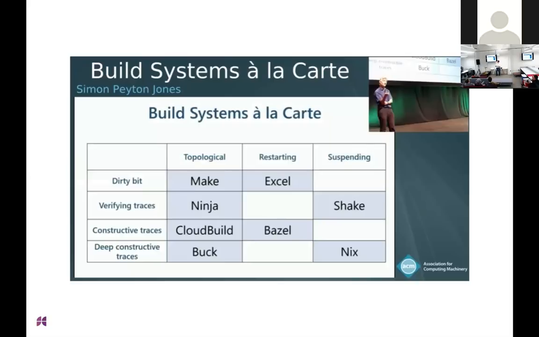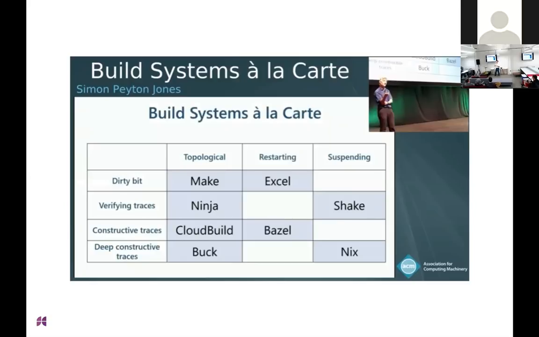So for instance, you have topological builds. This is your traditional make, right? You have static dependency enumeration, and you just go in topological order over the things that you need to rebuild. You have restarting builds. This is something like Microsoft Excel, which turns out to be a build system when you squint at it enough. The restarting algorithm is you start building something, and when you detect that it needs something else, you go suspend the current thing and build the other thing and restart.